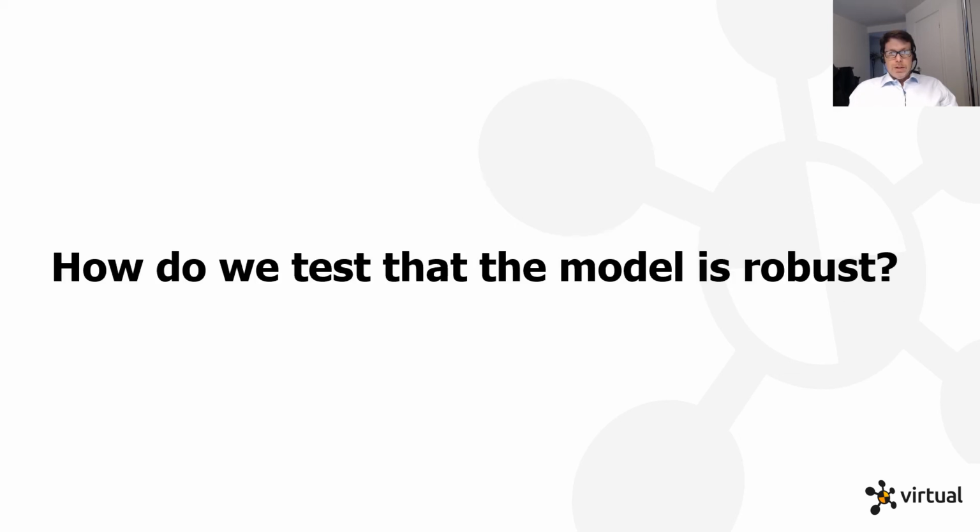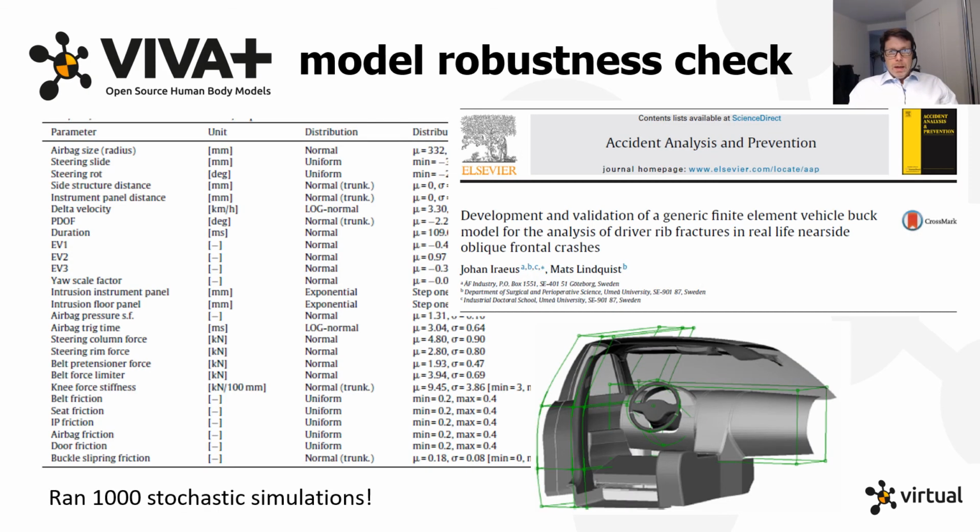So how do we check that the models are robust? In my opinion, the best way to make sure that the models are robust is to run large parameter studies. The different loading parameters will trigger many different numerical problems in the model, if we had such. When I did my PhD, I created a generic parameterized vehicle interior and I ran 1000 simulations with an early version of the SAFER human body model.